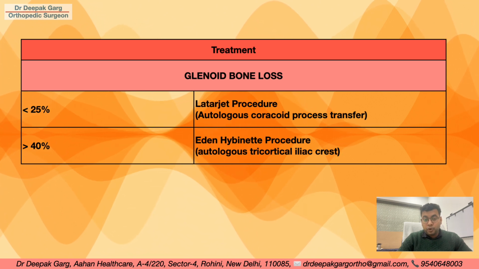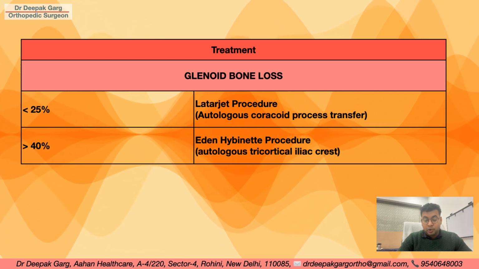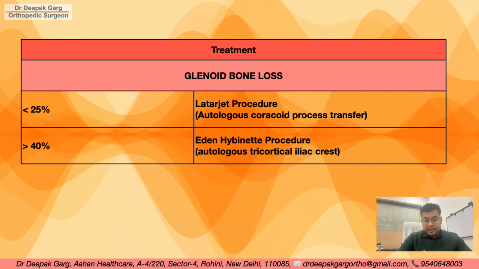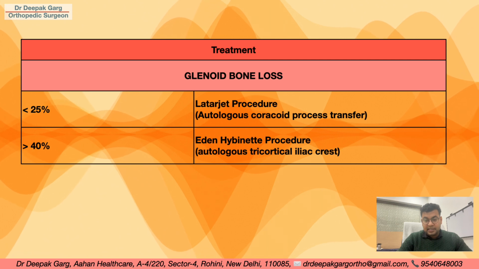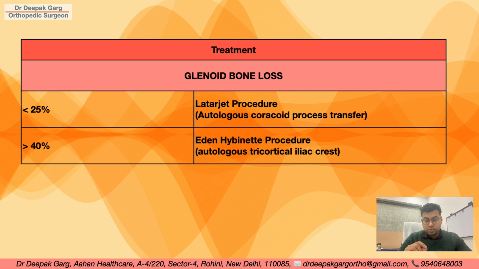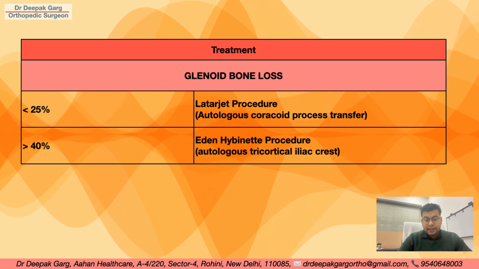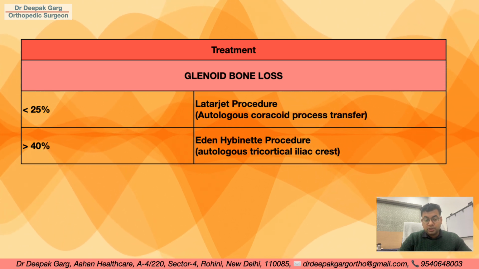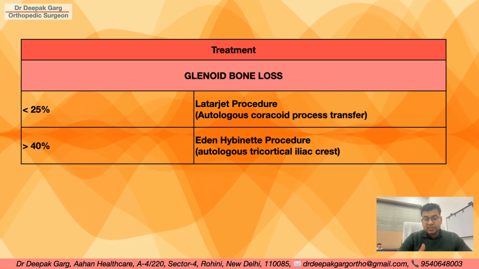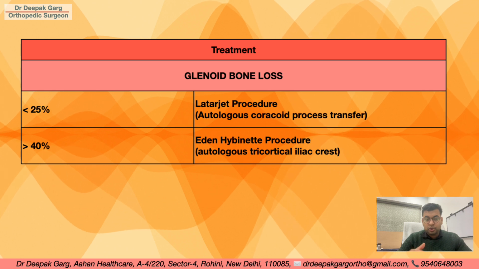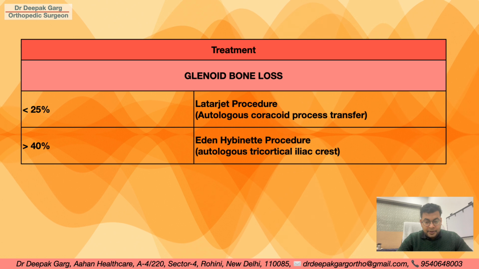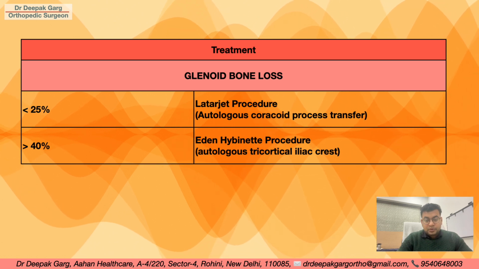Now if there is bone loss on the glenoid side and the bone loss is less than 25%, then we will go for a Latarjet procedure. We will discuss this procedure in an animation in the next few slides; in this we use the autologous coracoid process to reconstruct the glenoid. If the bone loss on the glenoid side is more than 40%, then we can go for an Eden-Hybinette procedure. In this procedure, instead of the coracoid process, we use an autologous tricortical iliac crest, and then we try to reconstruct the glenoid bone.